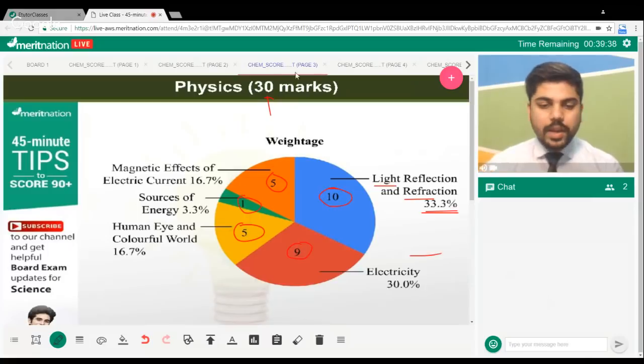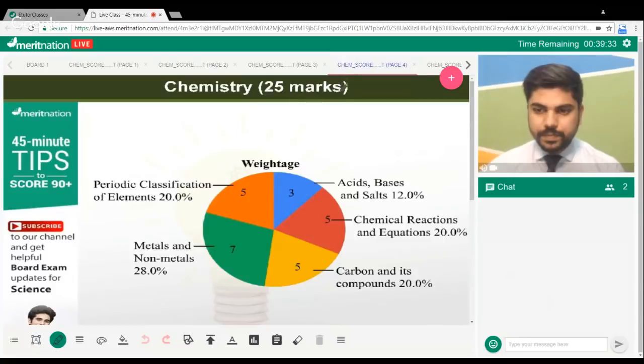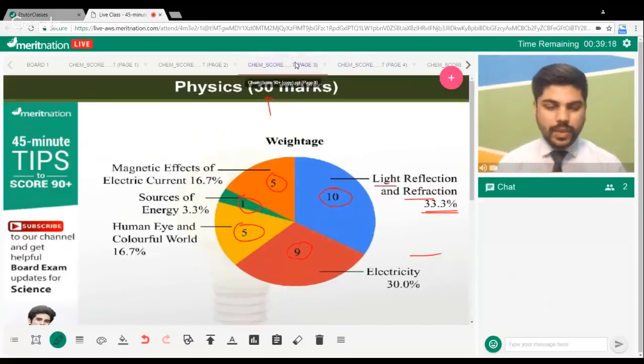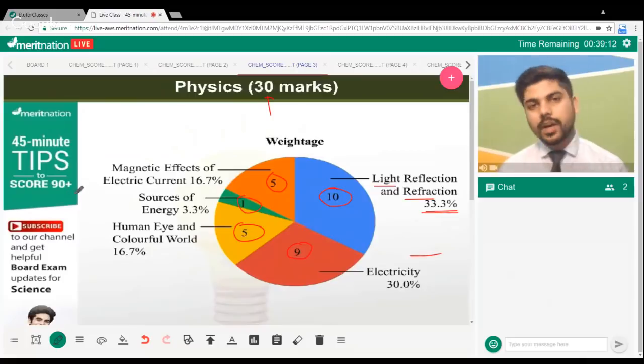Cool. Similarly, if I talk about chemistry, right? Palak, the physics section that you saw was 28 marks. So, we can say it is the expected exam pattern. It is not 100% sure, but more or less, physics would be around 28 to 30 marks.